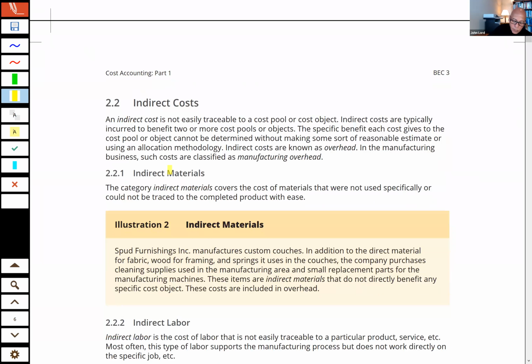Indirect cost, and we have our indirect materials, and indirect materials cannot easily be traced to the product, okay? And they say could not be traced to the completed product, and then they start using examples like, say, glue to put together a table.